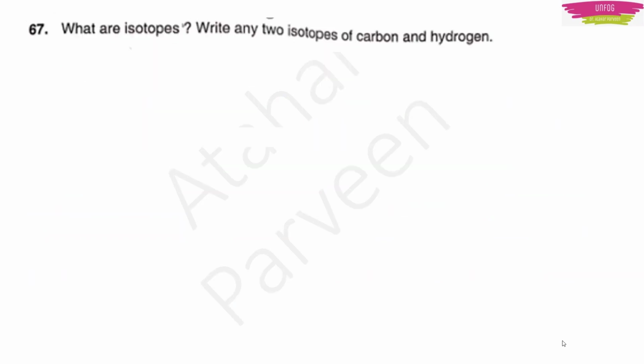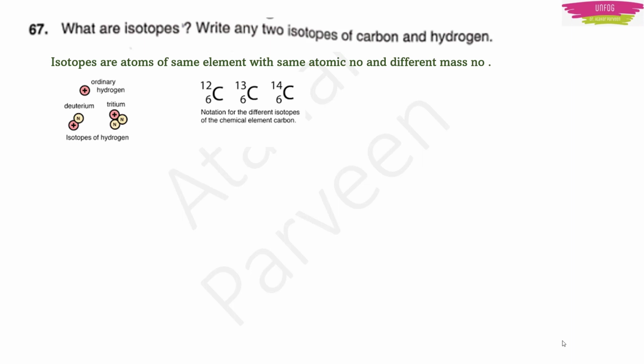What are isotopes? Write any 2 isotopes of carbon and hydrogen. Isotopes, we have talked about them, right? In our chemistry class, in structure of atom, we have talked about them. Isotopes are atoms of the same element with the same atomic number and different mass number. They are asking us to write the isotopes of carbon and hydrogen, right? For carbon, it is C-12, C-13 and C-14. And then for hydrogen, it is deuterium and tritium.